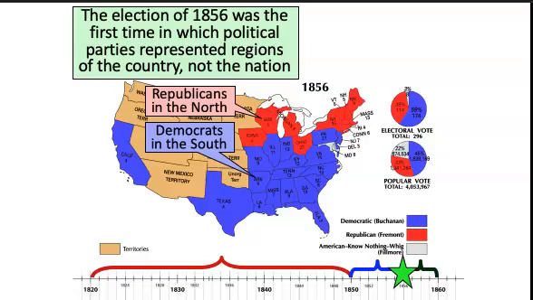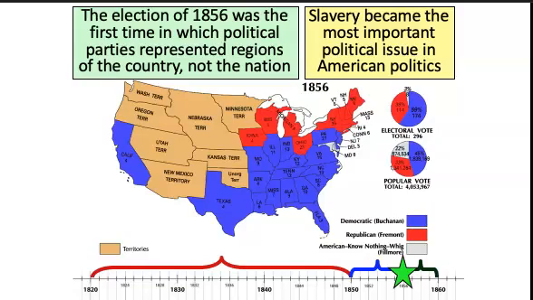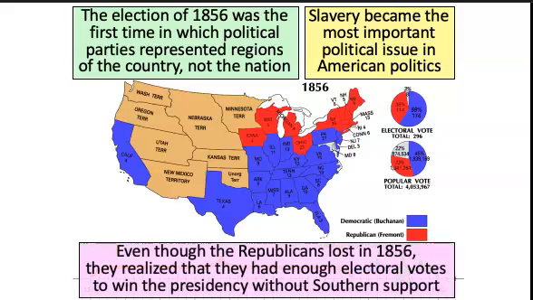Now, that same year, the election of 1856 is going to happen. It's the first time that the political parties are going to represent regions of the country, not the nation. We see Republicans in the North and Democrats in the South. And slavery becomes the most important political issue in American politics at the time. Now, the Democratic candidate from the South, a guy named Buchanan, will win the presidency. And even though Republicans are going to lose in 1856, they realized that they had enough electoral votes to win the presidency without Southern support.